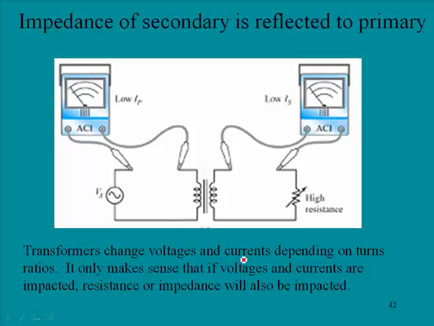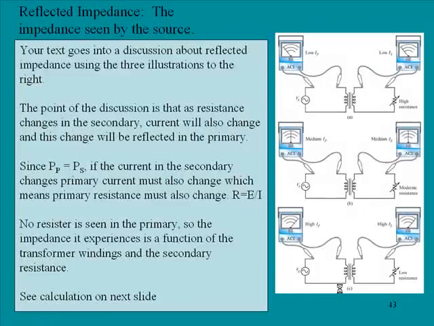Transformers change voltage and currents depending on turns ratio. It only makes sense that if voltages and currents are impacted, resistance or impedance will also be impacted. And the discussion follows on the next slide. Your text goes into a discussion about reflected impedance using the three illustrations to the right. The point of the discussion is that as resistance changes in the secondary, current will also change, and this change will be reflected in the primary.